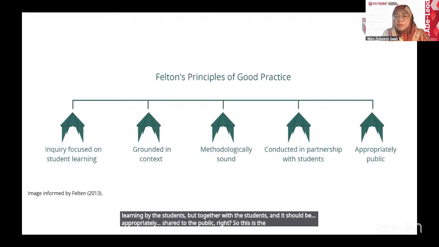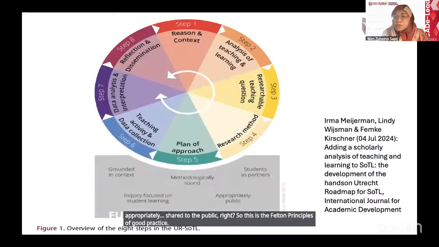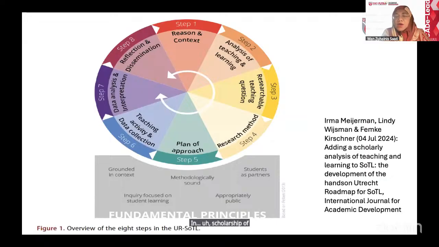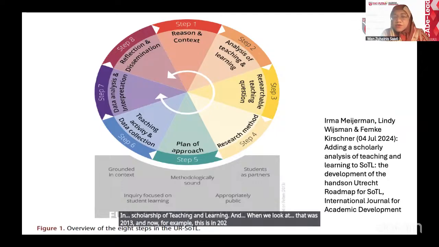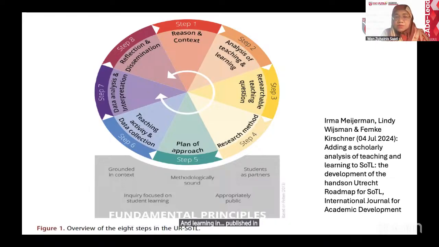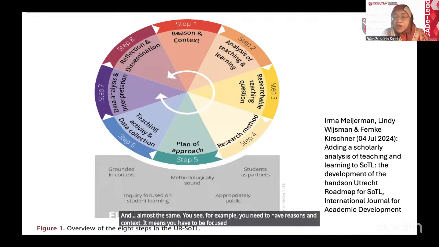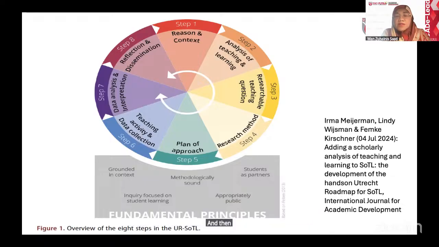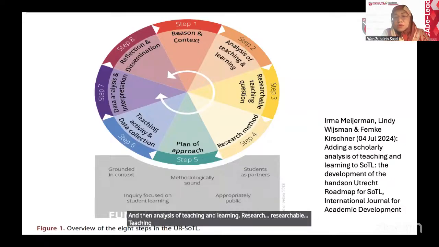So this is the 5 principles of good practice in scholarship of teaching and learning. And that was 2013, and now, for example, this is 2024, last year's paper by Utrecht University, a roadmap for scholarship of teaching and learning, published in the International Journal of Academic Development. And it's almost the same. You see, for example, you need to have reasons and context. It means you have to be focused and identify what will be grounded in the context. And then analysis of teaching and learning, researchable teaching question. Step 4, research method.